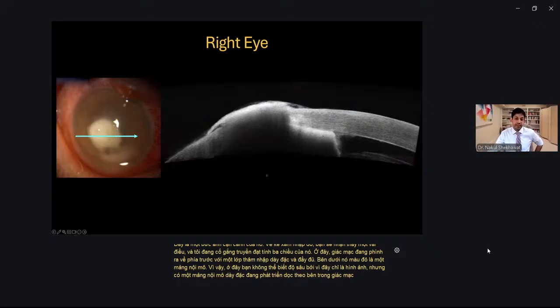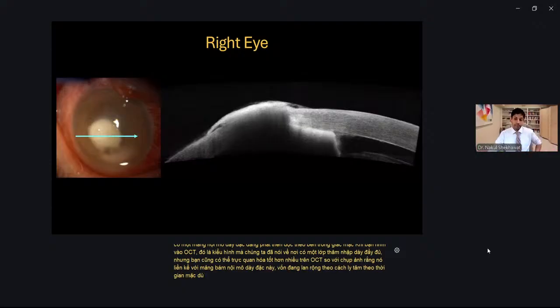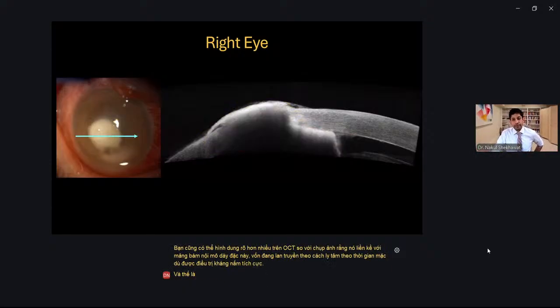When you look at OCT, it's that phenotype that we talked about, where there's a full thickness infiltrate, but also you can visualize much better on OCT than photography that it is contiguous with this dense endothelial plaque, which is spreading centrifugally over time despite intensive antifungal therapy. And so here we go.